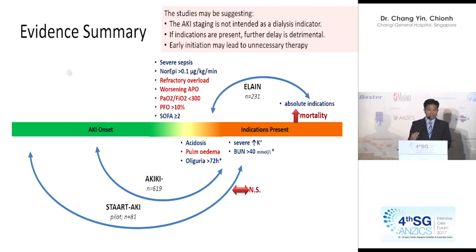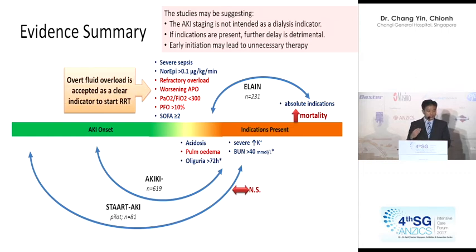The inclusion criteria demands that the patient must have stage 2 AKI, and on top of that, they should have at least one of the following: severe sepsis, high dose of noradrenaline, refractory overload, worsening APO, a low PF ratio, and a high percentage fluid overload, and a SOFA score of more than or equal to 2. So some of these patients would already have indications for starting dialysis in our normal clinical practice. But if you waited further for some absolute indications, this actually gave a higher mortality that was observed in this study.